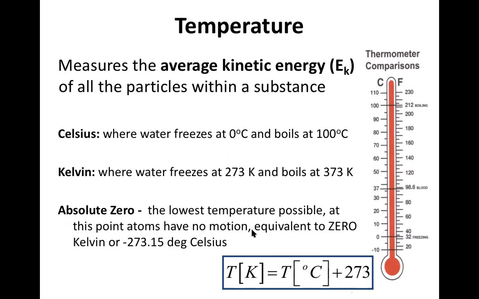If 0 degrees Celsius is 273 Kelvin and 100 degrees Celsius is equal to 373 Kelvin, you could see that the relationship is just 273 units more for Kelvin than Celsius. So if you take the degree Celsius and add 273, you get Kelvin. If you have Kelvin, you subtract 273 to get degrees Celsius.